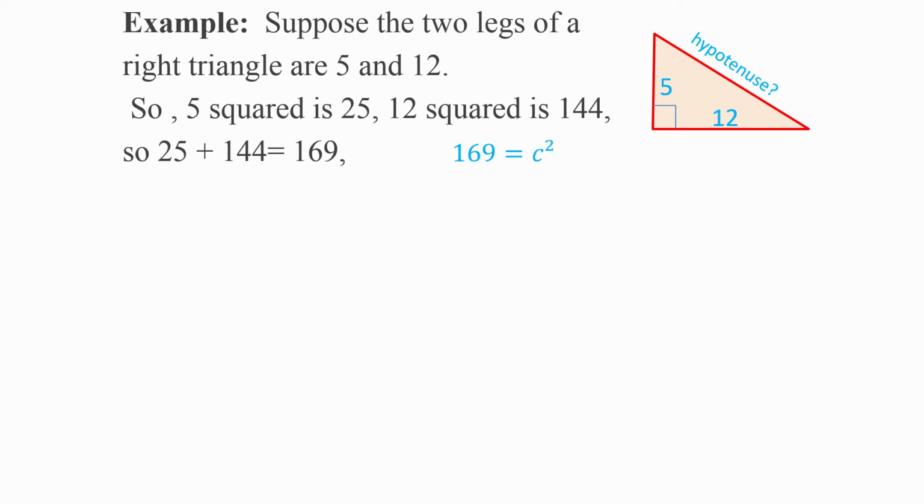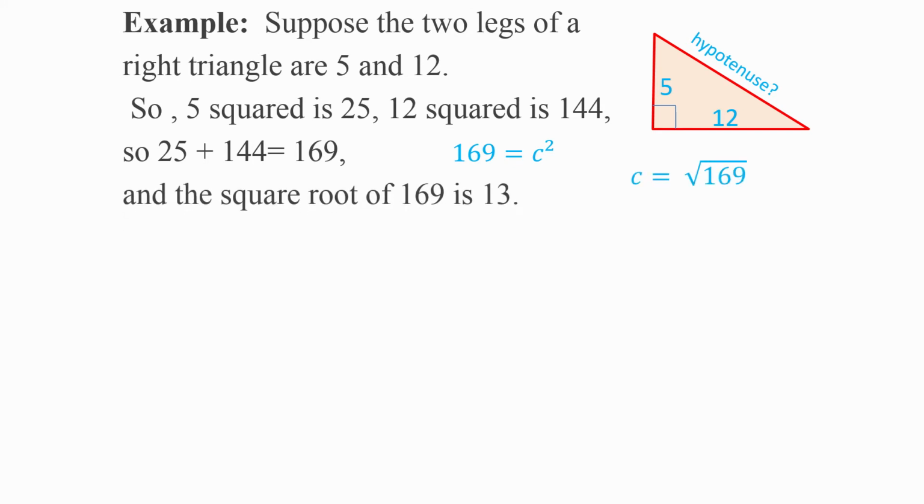Well, we take the square root of both sides, because the square root of c squared is c. This is the general rule for squares and square roots. If you have something squared and you take the square root, it's just the something. Same the other way around. So c is equal to the square root of 169, and that's 13. Okay, let's try another one.